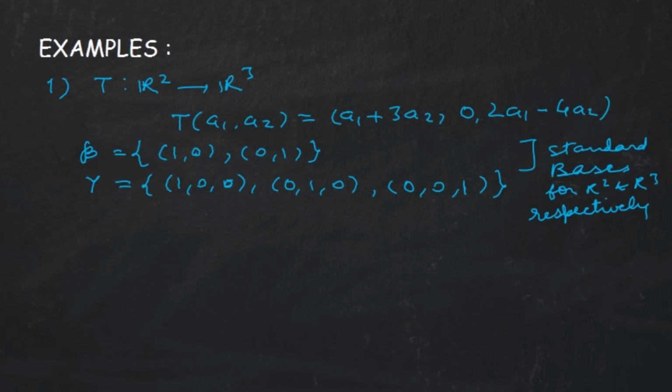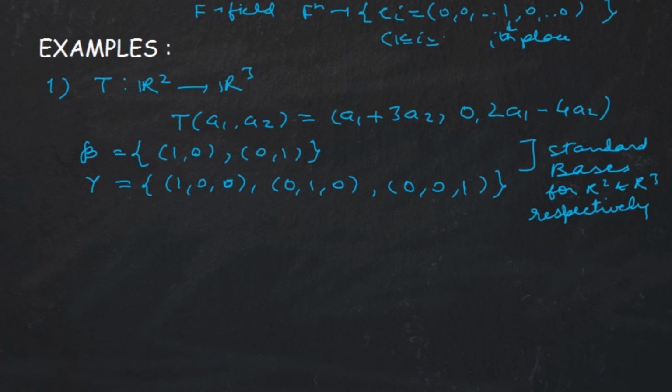So we start with a very basic example. We consider a linear transformation from R2 to R3. So remember, when F was a field, Fn was a vector space, and we just now mentioned it had a standard ordered basis given by Ei, where Ei is 0, 0, 1, 0, 0, the 1 is at the ith place. Okay, so this is a basis for Fn. And here i varies from 1 to n.